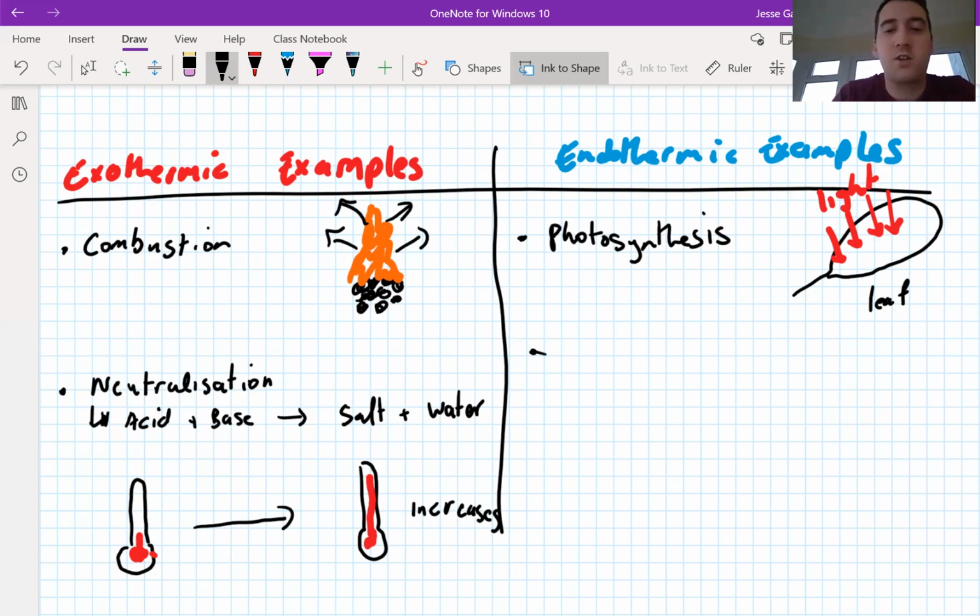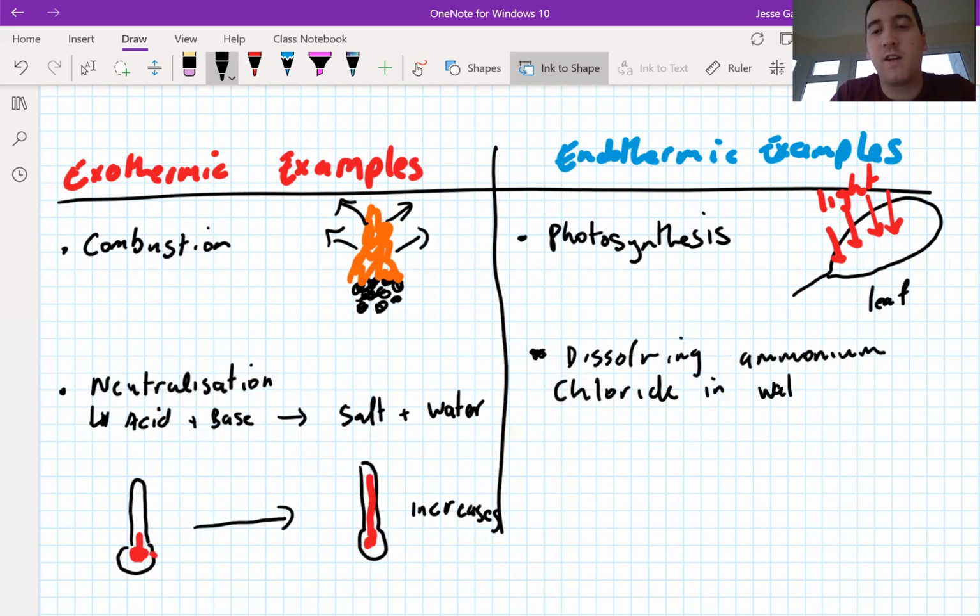Okay, so that is a classic example of an endothermic reaction. Another endothermic reaction is the one we looked at, dissolving ammonium chloride in water, and we find this in ice packs. That is a classic endothermic reaction.